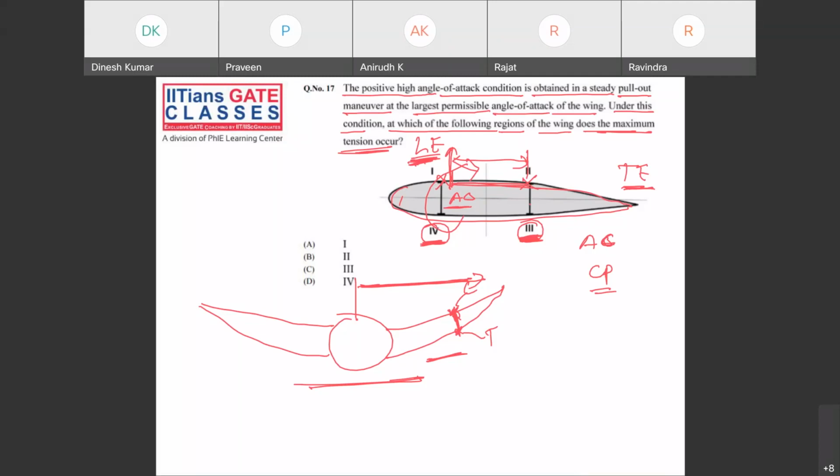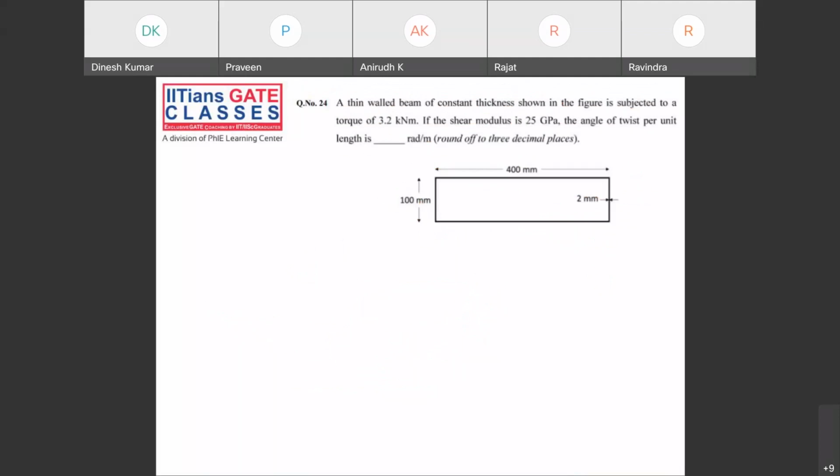Is this clear? Why is 3 the correct answer, guys? You have to understand from these two perspectives. From this free body, we see the upper surface of the wing always has compression and the lower surface has tension. Then look at the leading edge to trailing edge load distribution, how your lift and the pitching moment act. Fine.